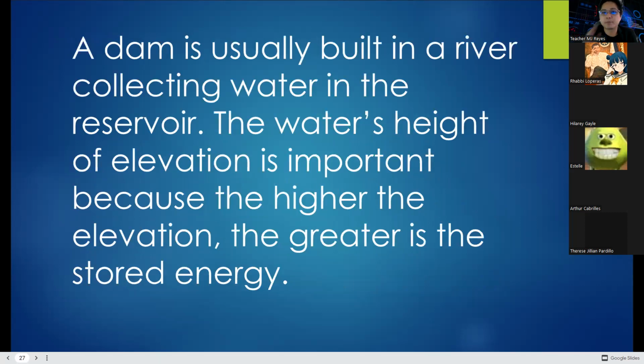A dam is usually built in a river, collecting water in the reservoir. The water's height of elevation is important because the higher the elevation, the greater the stored energy. Remember that this is driven by gravity. The higher it is, the bigger its energy, from potential to kinetic energy.